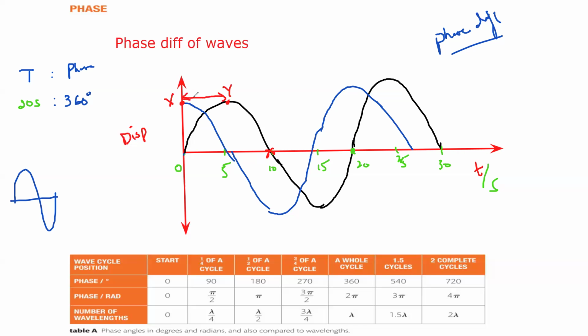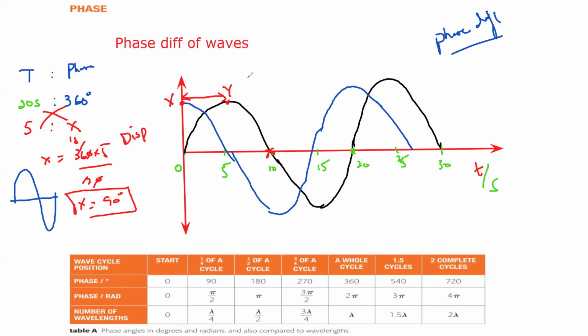So what is the interval between the two identical points of the waves? Between X and Y, that is 5 seconds. So 5 seconds will be equal to x. We just cross multiply. So x will be equal to 360 times 5 divided by 20. When we simplify this, this will be 18 multiplied by 5, which is equal to 90. So what is the phase difference between the two waves? The phase difference between the two waves is equal to 90 degrees.